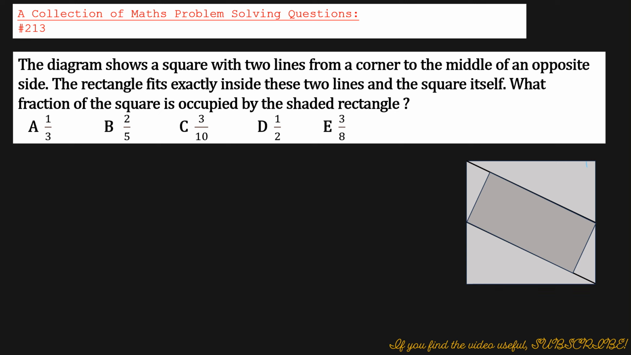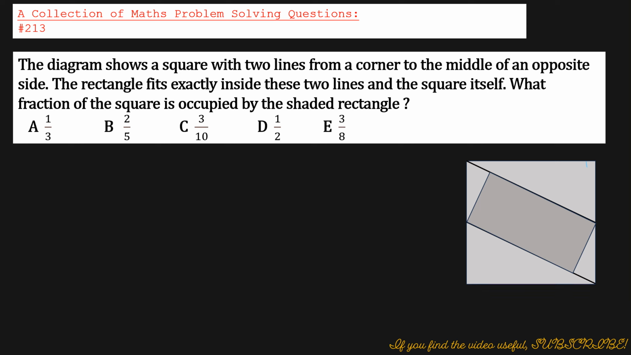The diagram shows a square with two lines from a corner to the middle of an opposite side. The rectangle fits exactly inside these two lines and the square itself. What fraction of the square is occupied by the shaded rectangle?